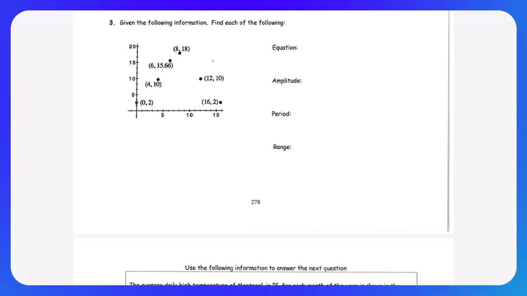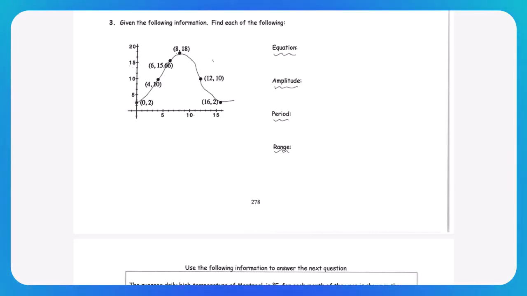So for number 3, they have given us a group of ordered pairs. And we can see that this would potentially be a sinusoidal function. So we could do a regression on this. So we're going to find the regression equation. Then from that, determine the amplitude, the period, and the range.